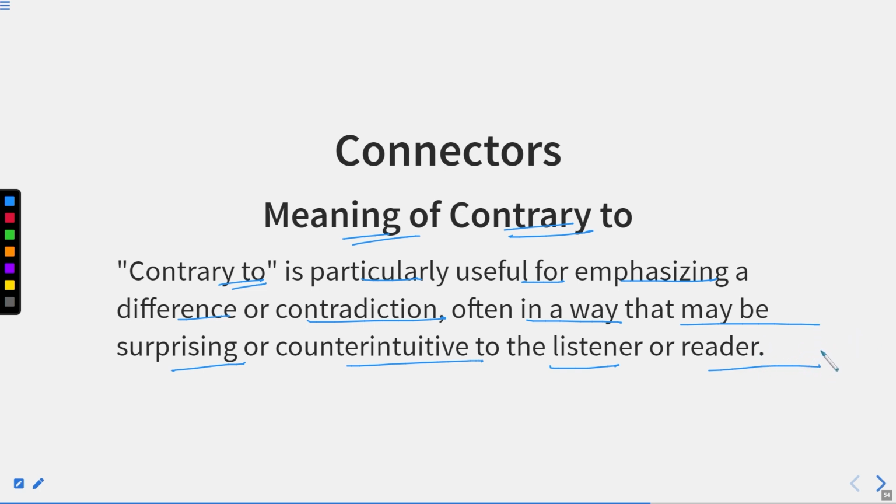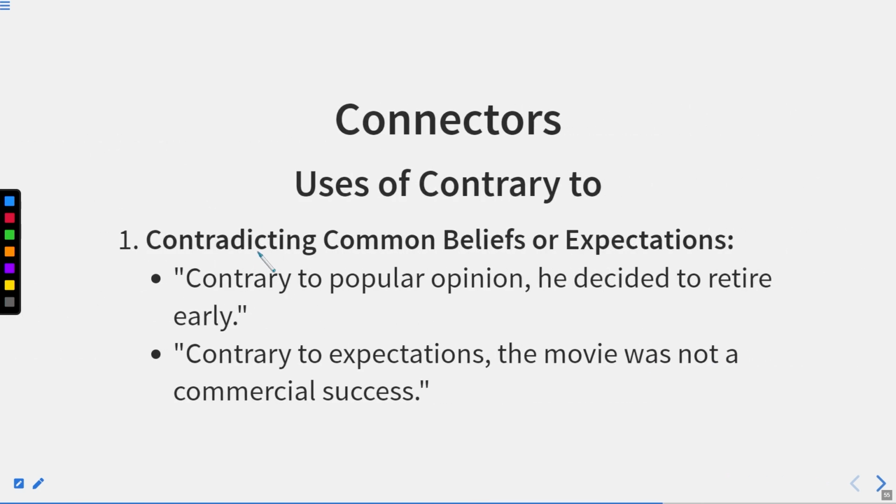This word contrary to shows a statement which is useful for emphasizing the difference or the contradiction. It means two statements are there. One is showing the contradiction of the other, and that is the statement which is introduced by the connector contrary to. Now, contradicting common beliefs or expectations. Contrary to popular opinion, he decided to retire early. Contrary to expectations, the movie was not a commercial success.